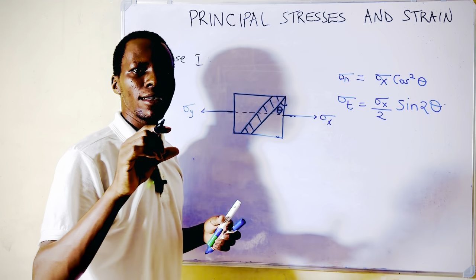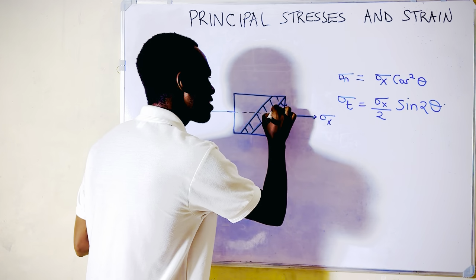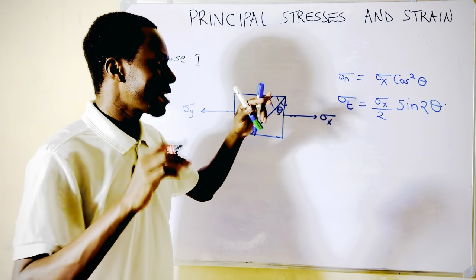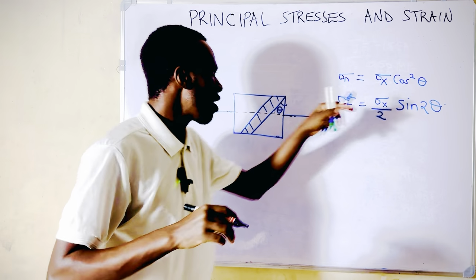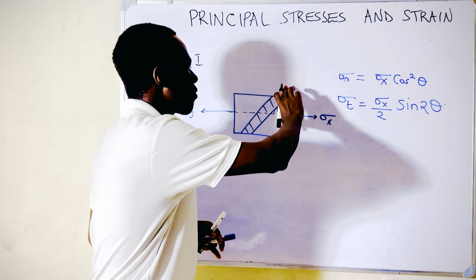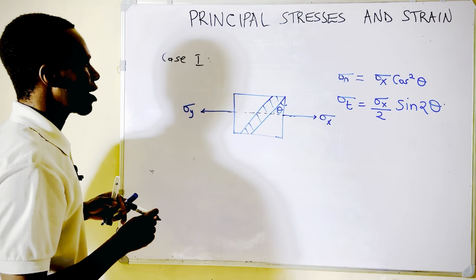Sometimes there will be questions that give you the angle in which the plane is inclined to the major principal axis. That is not used in the calculation. You have to use that information to find the angle in which it's inclined with reference to the vertical. Okay, so this is case 1.